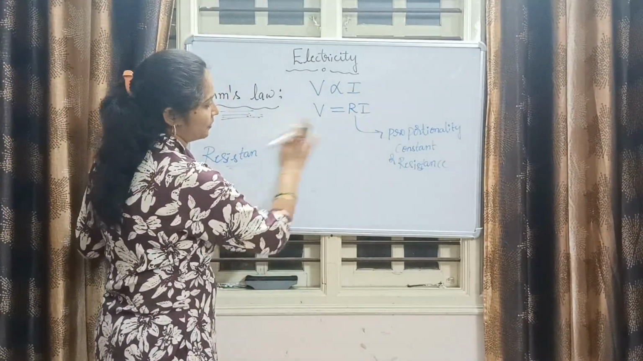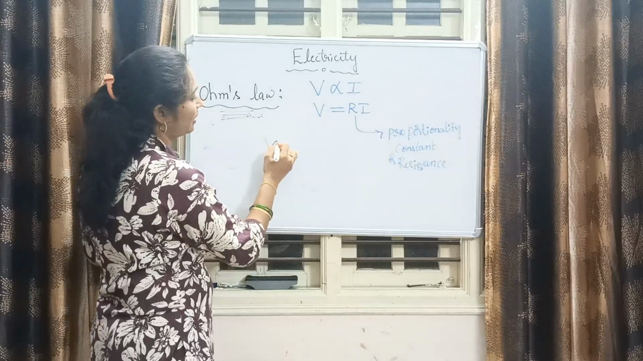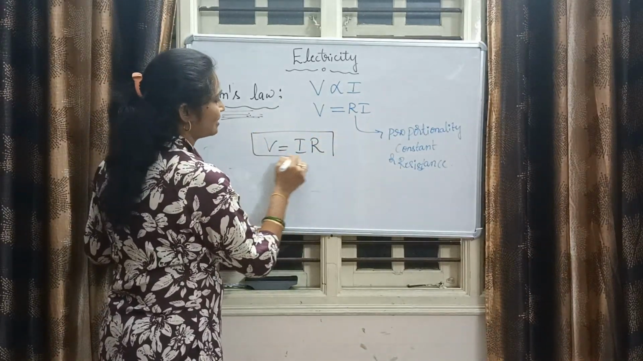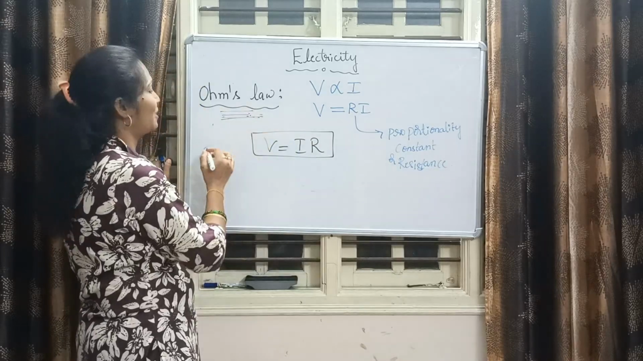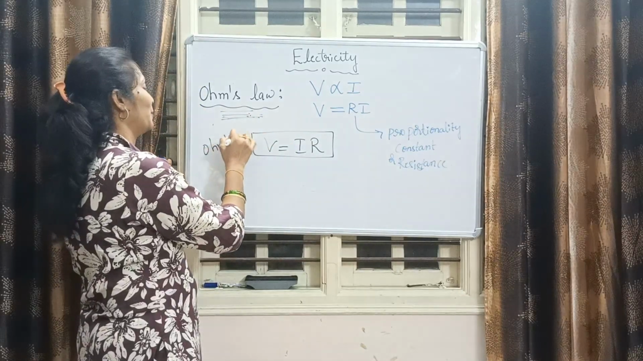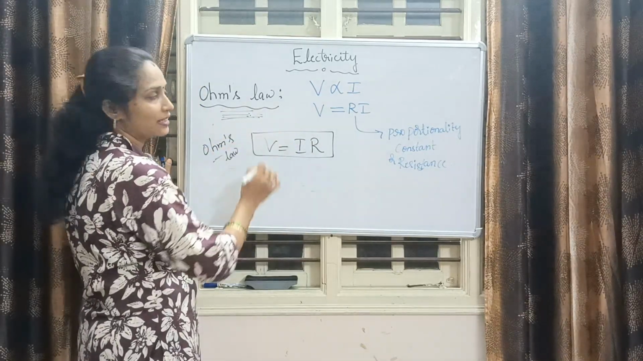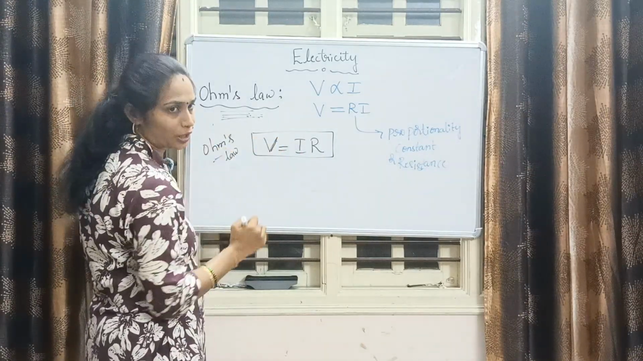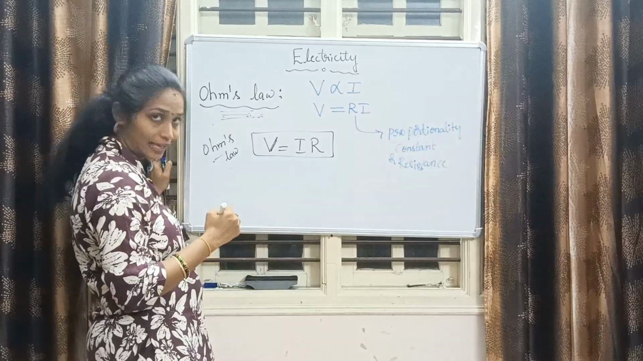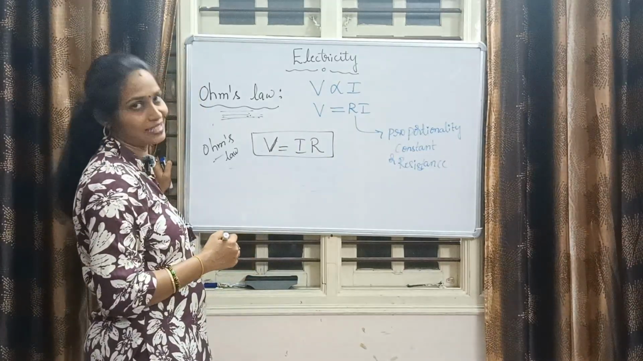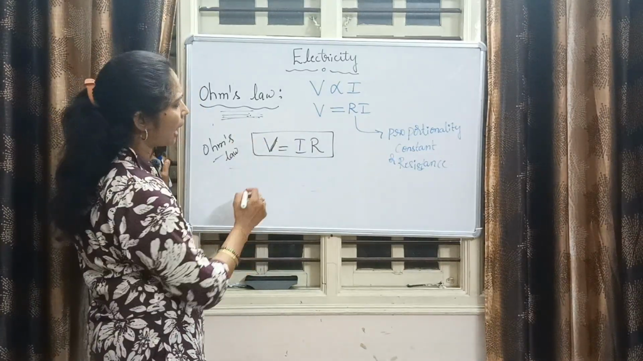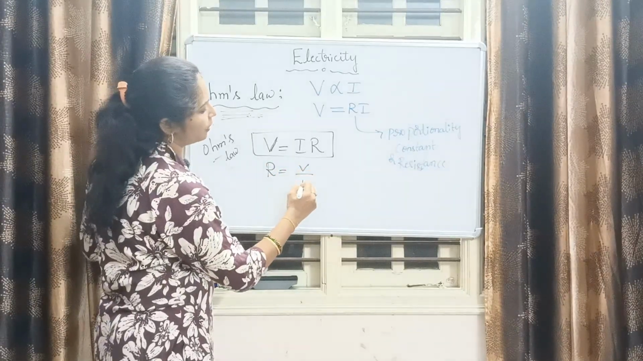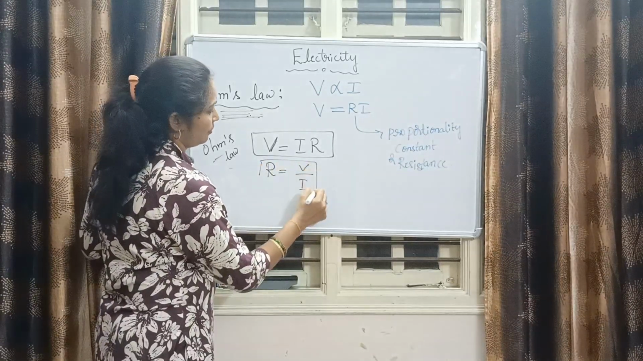Now, note down: V is equal to I into R. This is the formula for Ohm's law. Understood? V is equal to I into R, where V is the potential difference, I is electric current, and R is resistance. How to calculate R, guys? R is equal to V divided by I.